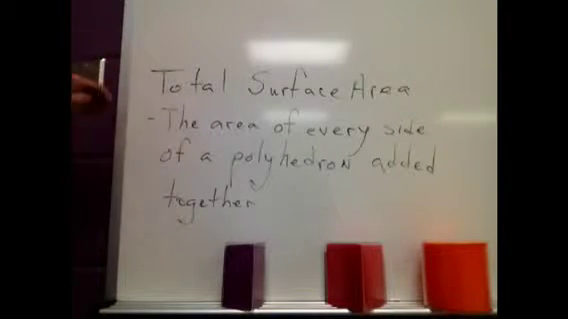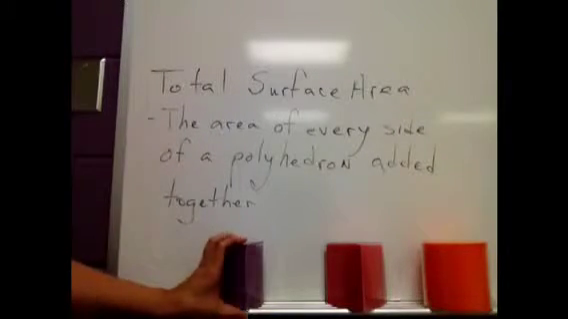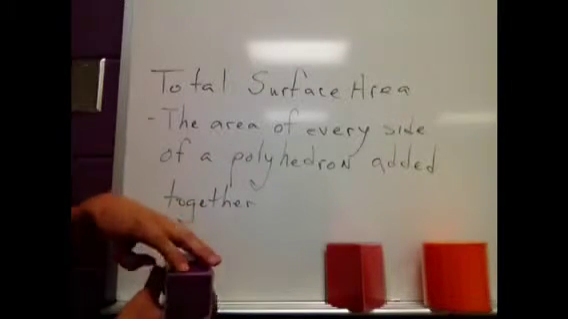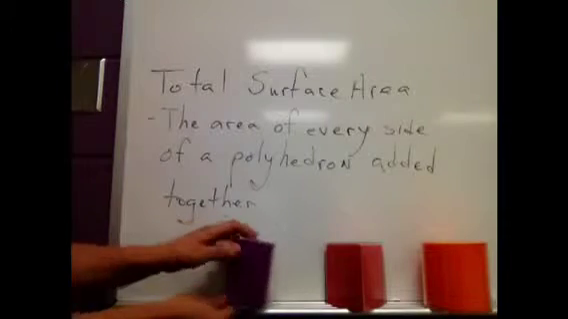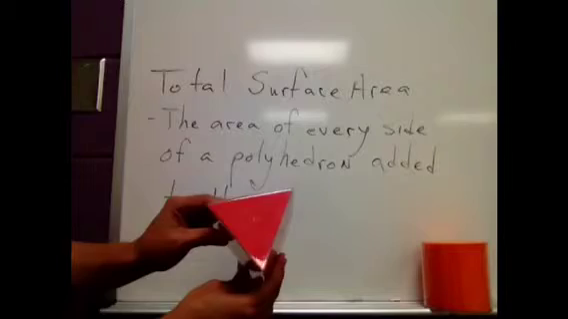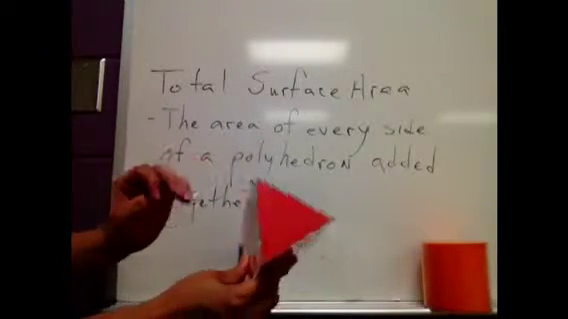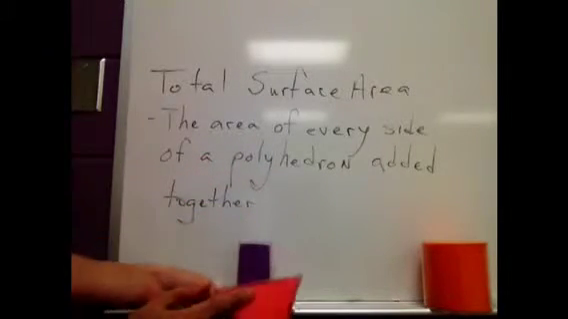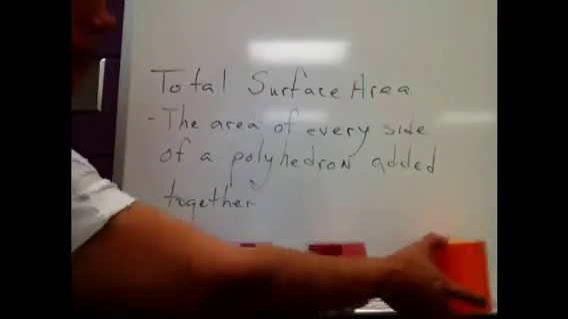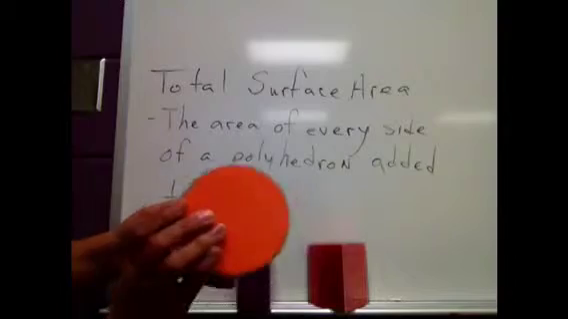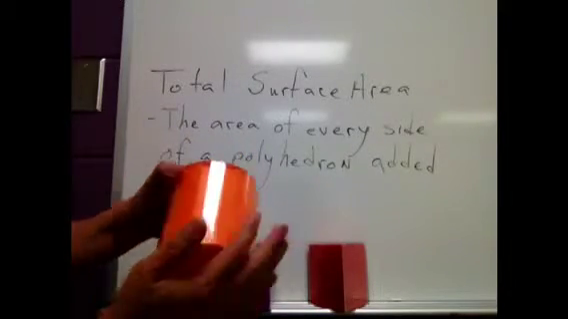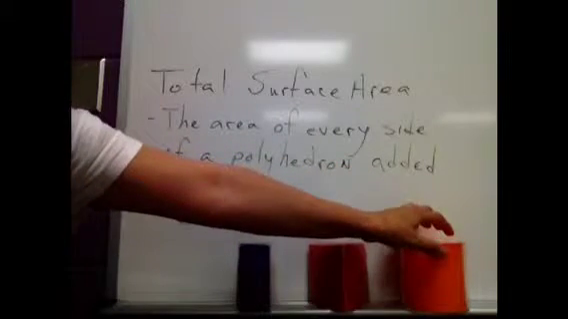Total surface area is the area where we add all the sides of the polyhedron: the sides, top, and the bottom. Some of these are different. We see one that's a triangular prism right here, and we would be adding all the sides of the polyhedron together. We want the whole area. This also counts finding the area of the circles and the area all the way around. That is total surface area.